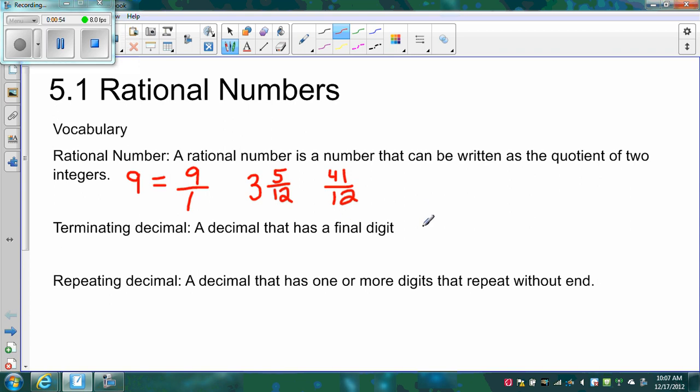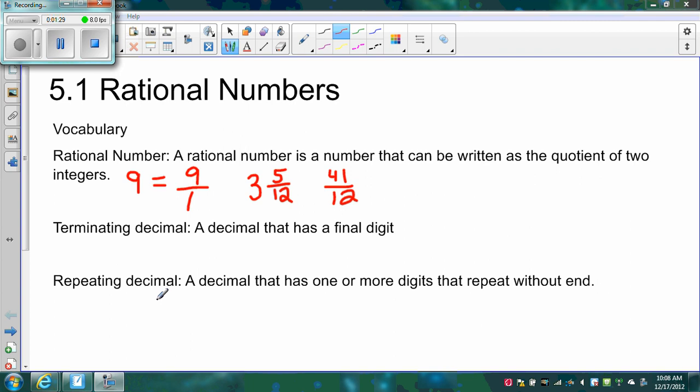A terminating decimal is a decimal that has a final digit. So what they mean by this is, let me give you an example. If you had a division problem, you're doing long division, and it came out that you had a remainder of 0, that would be an example of a terminating decimal because there isn't a continuous remainder. So it doesn't keep going.